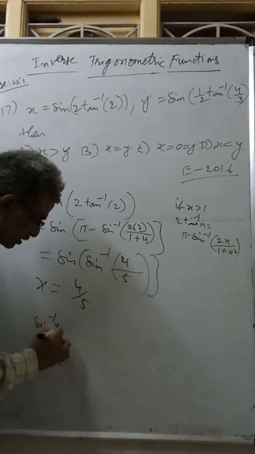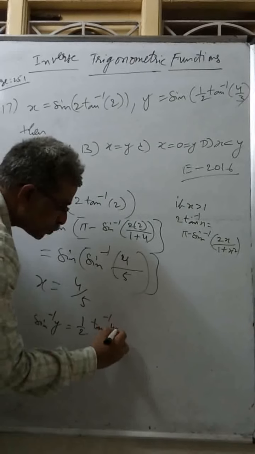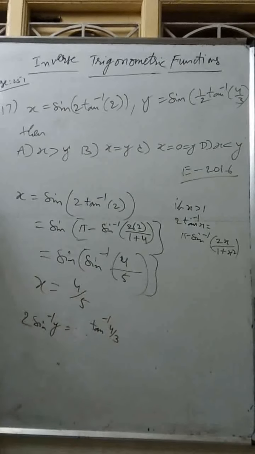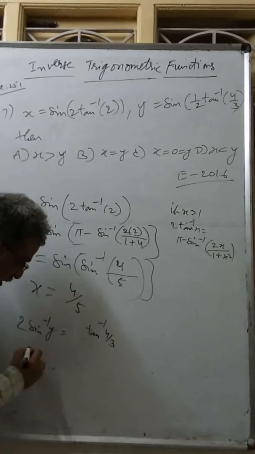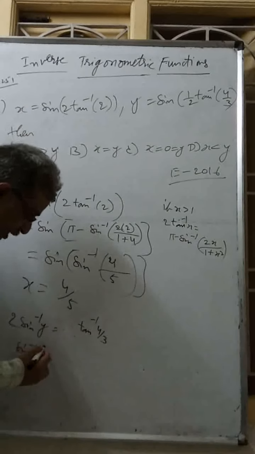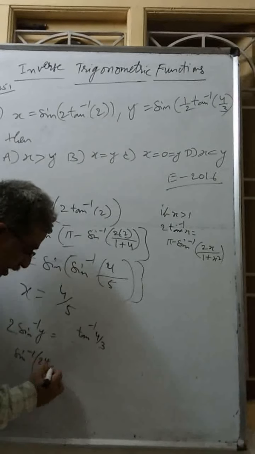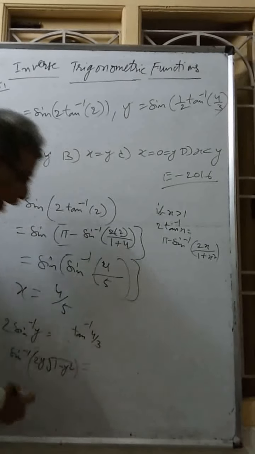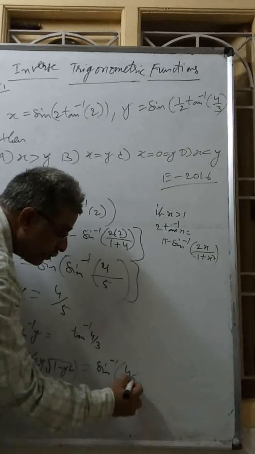Becomes sin inverse y equal to half into tan inverse 4 by 3. So this 2 to this side becomes 2 sin inverse y. So now the 2 sin inverse x formula this time. Now the 2 sin inverse x formula is sin inverse of 2x into root of 1 minus x square, becomes 2y into root of 1 minus y square equal to, I have tan inverse 4 by 3. If I go for a triangle, this becomes sin inverse 4 by 5.